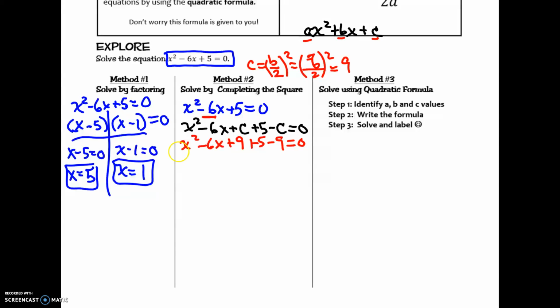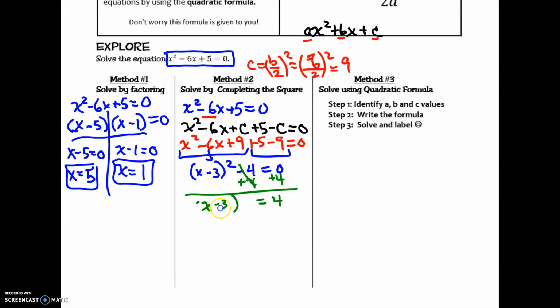To finish completing the square, my first three numbers end up being factored into this little squared value. To get this number, you just cut your -6 in half. Then I combine these two to get -4 is equal to 0. Now to finish solving by completing the square, I need to solve for x. So +4 plus 4, x minus 3 squared.